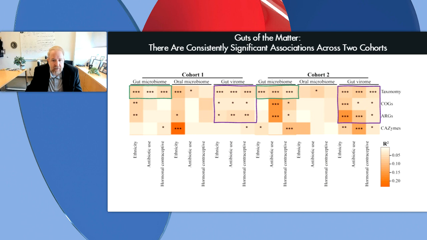The other factor that is of interest is that the gut virome is even more statistically different than the gut microbiome across taxonomy, across COGs, conserved orthologs, and across antibiotic resistance genes. And so this, to me, actually told me something new in the study, that the virome is in some ways a more sensitive biomarker of variation at multiple levels across these two cohorts of the study. And in thinking about this, the gut virome makes a lot of sense to be more distinguishable.